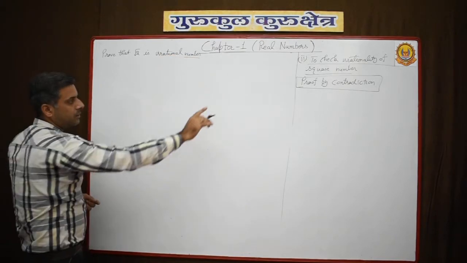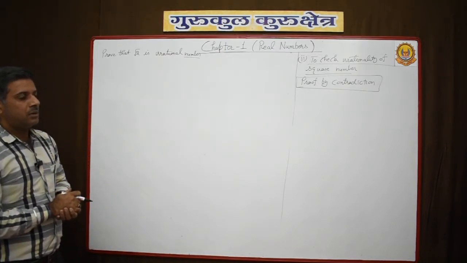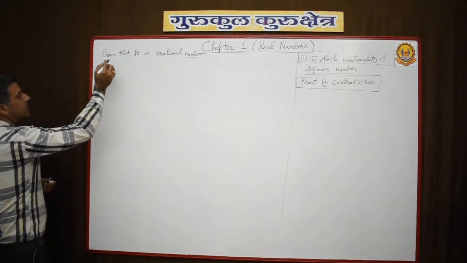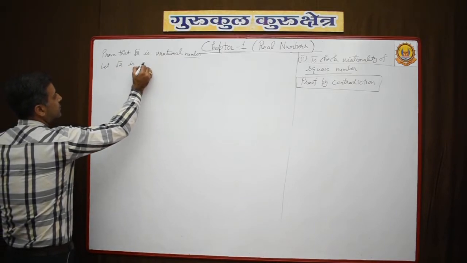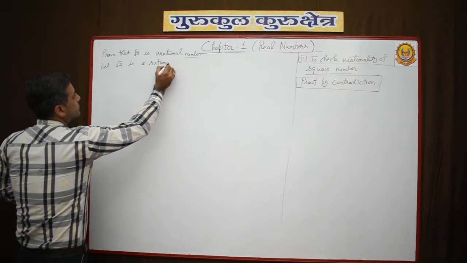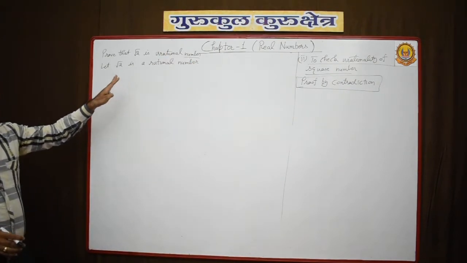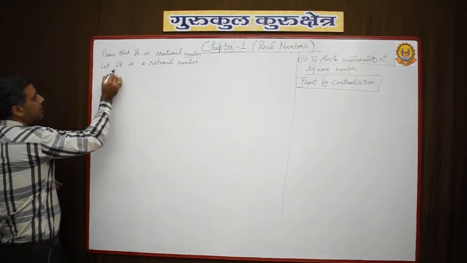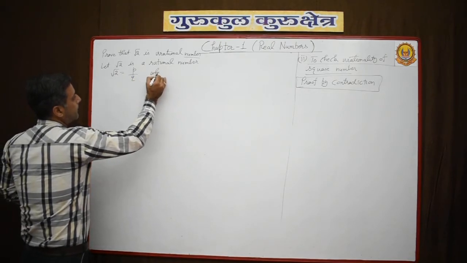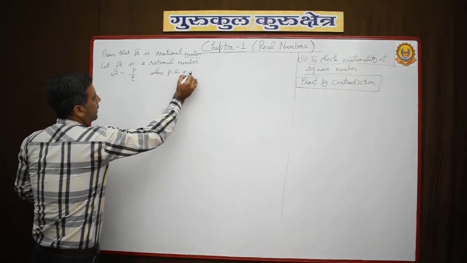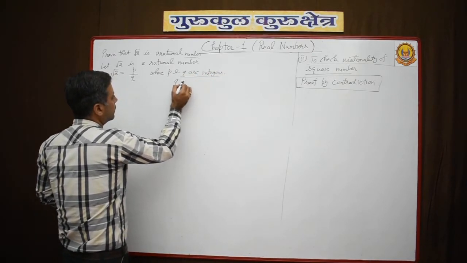So I am using the method proof by contradiction. Here I will assume that under root 2 is a rational number, and you know very well that a rational number can be written in the form of p by q. So I am writing it, under root 2 is equal to p by q, where p and q are integers and q is not equal to 0.